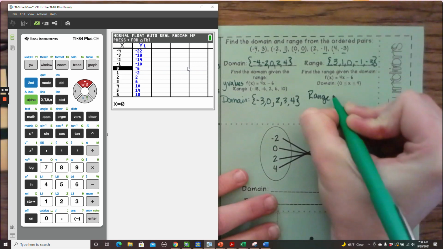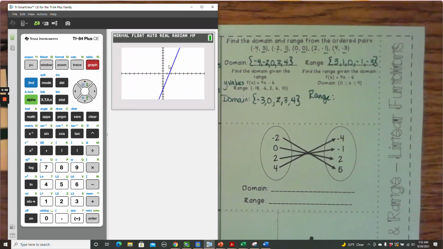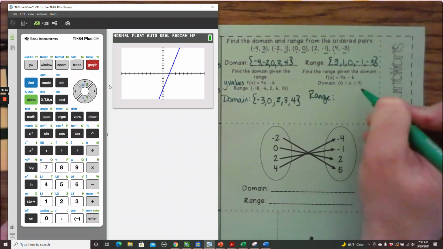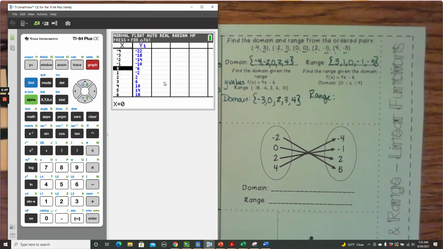so on this one, again, if we look at the graph, we can see that it's connected. And so if I would just connect these points here on the graph from 0 to 4, the x's. So from 0, and then here's 4. That's where the graph would end. I would have solid dots at 0 and then up here at 4. And so I would write my range a little bit differently.